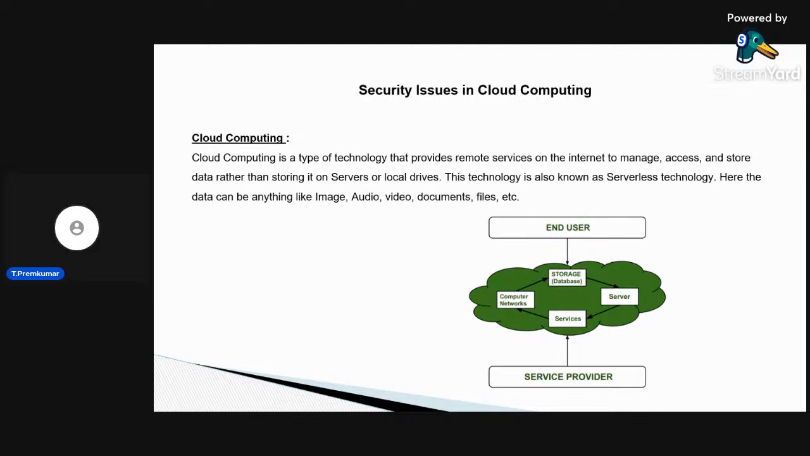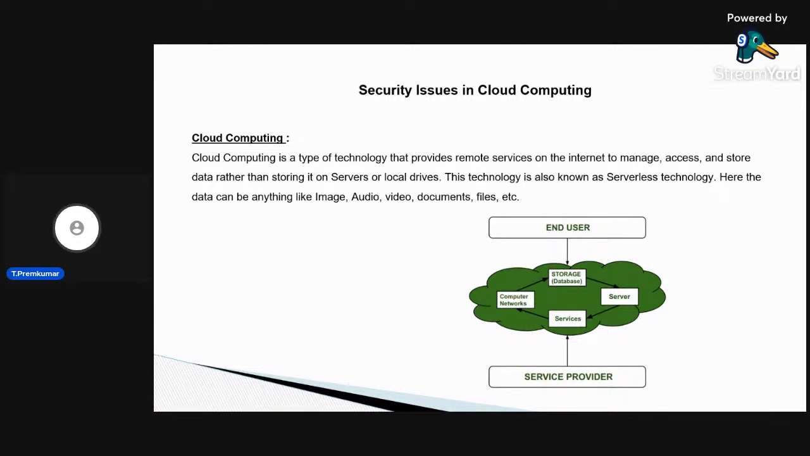Cloud computing is a type of technology that provides remote services on the internet to manage, access, and store data rather than storing it on servers or local drives. This technology is also known as serverless technology. Here, the data can be anything like images, audio, video, documents, files, etc.